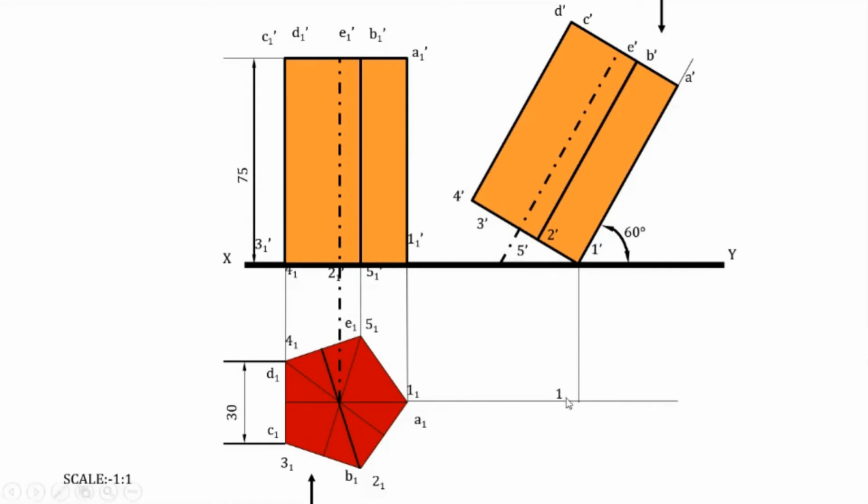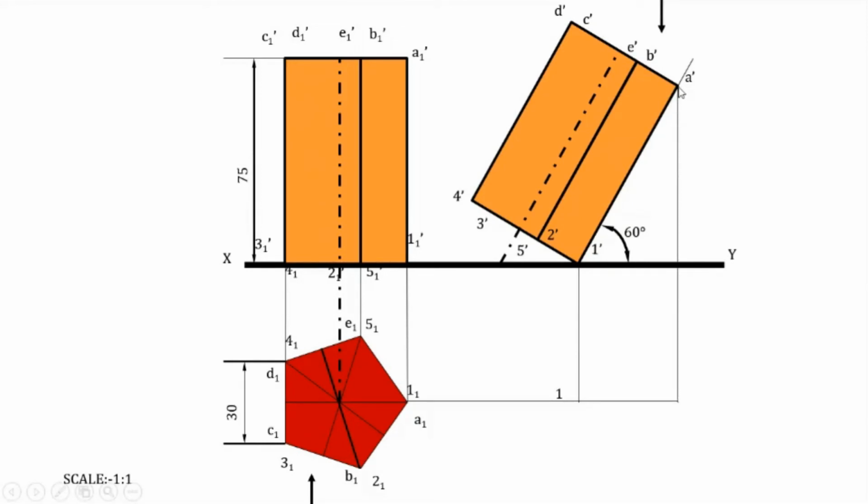So this is the point 1. From 1 dash we are drawing a perpendicular line, or a projector, and from the 1 point we draw a horizontal line, or a locus, and the point of intersection of the projector and the locus will give you the point 1.